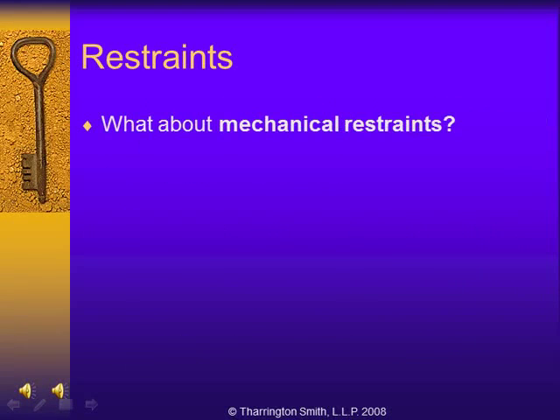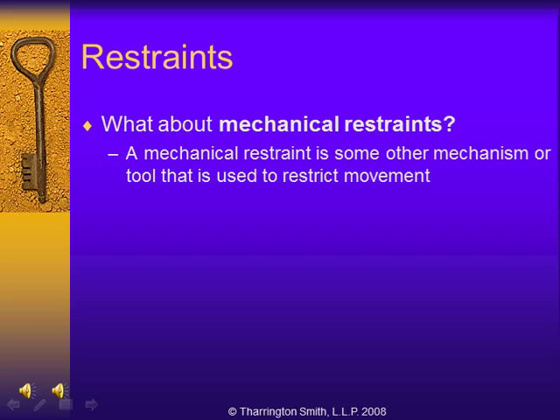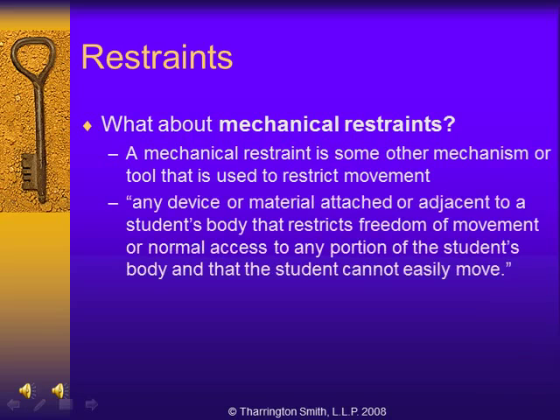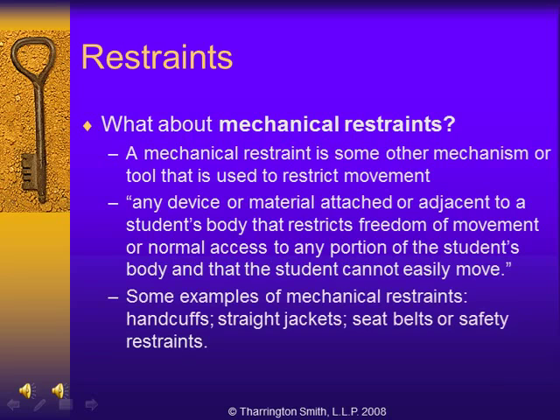A mechanical restraint, on the other hand, involves the use of some mechanism or device, other than the employee's own body, to restrict the student's movement. Specifically, the law defines a mechanical restraint as any device or material attached to or adjacent to a student's body that restricts freedom of movement or normal access to any portion of the student's body, and that the student cannot easily move. For example, handcuffs, straitjackets, seat belts, or safety restraints would be considered mechanical restraints.